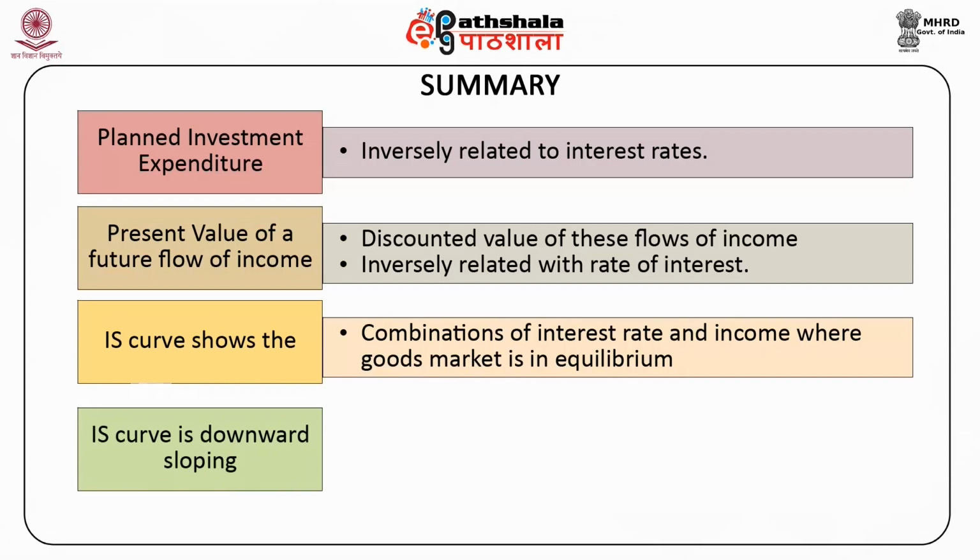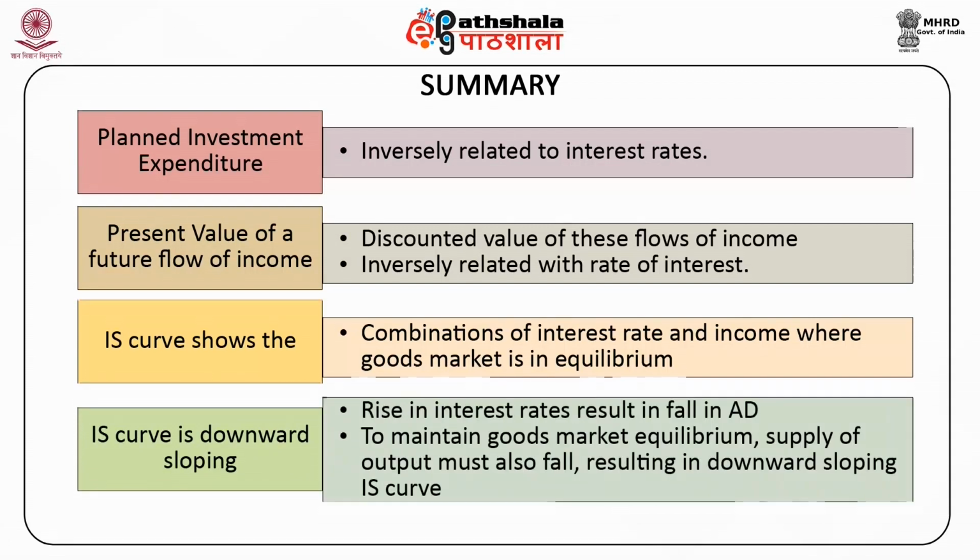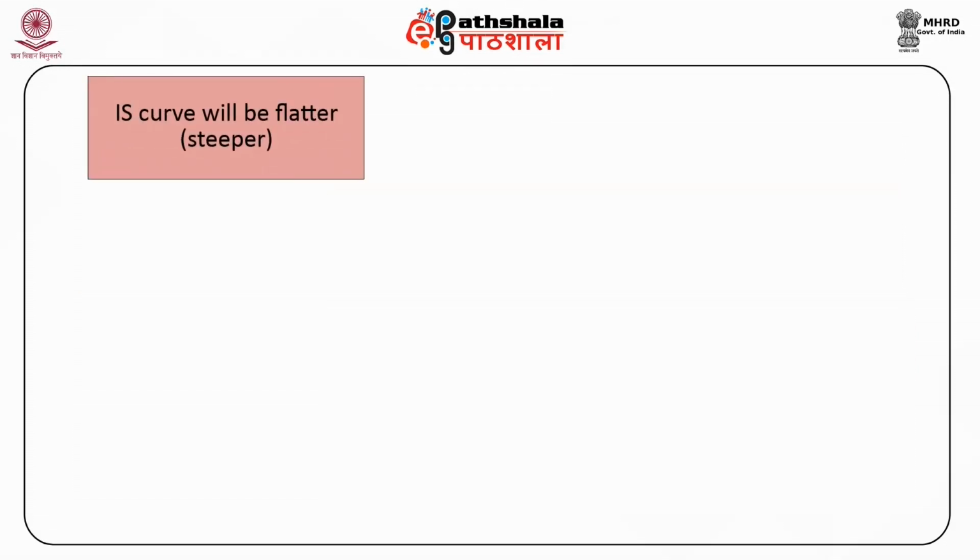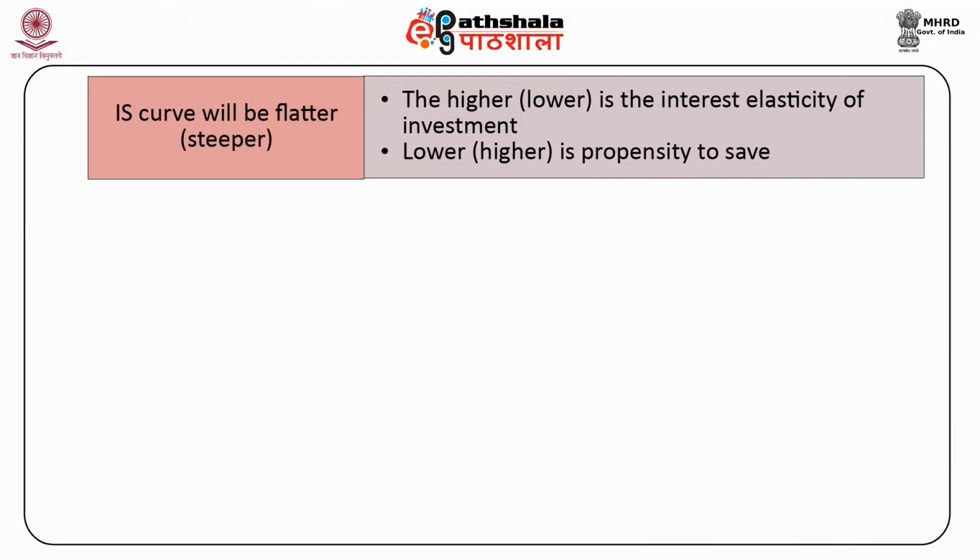The IS curve is downward sloping as a rise in interest rates results in a fall in aggregate demand. To maintain goods market equilibrium, supply of output must also fall, resulting in a downward sloping IS curve. The IS curve will be flatter the higher the interest elasticity of investment and the lower the propensity to save, and the IS curve will be steeper the lower the interest elasticity of investment and the higher the propensity to save.